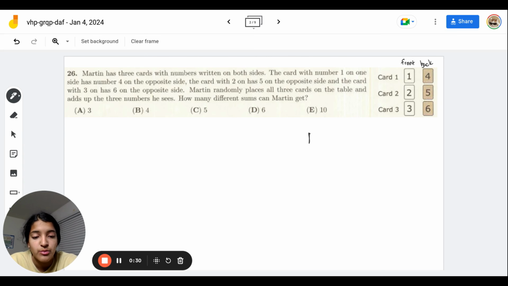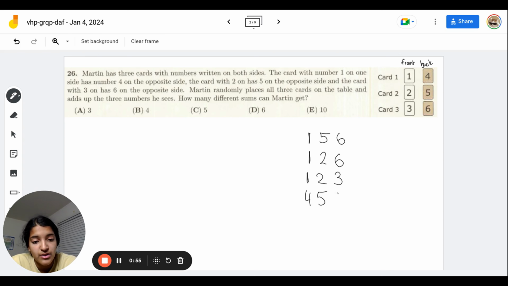So one way is that there would be 1, and then these 2 would be flipped, so 5 and 6. And then we could have 1, and 2 of them would have the front side, and then 1 of them would have the back side. And then we have 1, 2, 3, where all of them have the front side. And then we could have the 1 flip over. We could have 4, and then we could have the back side of the second card and third card. And then we could have 4, 5, 3. And then we could have 4, 2, and 3.